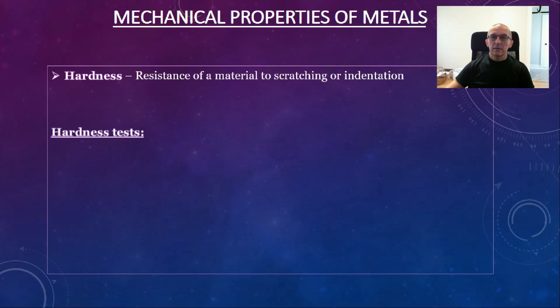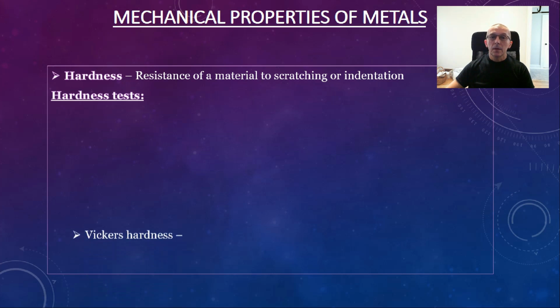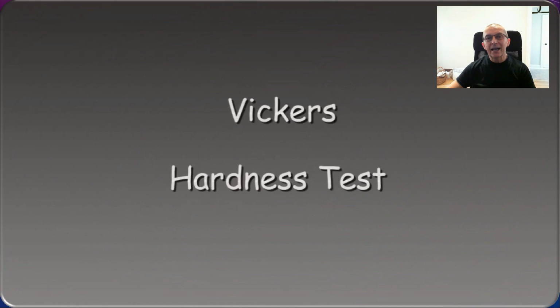And these are tested by different tests. The hardness tests are as follows. The Vickers hardness test is a hardness test based on the shape of the testing machinery. So this is a little video on how they test for the Vickers hardness test.